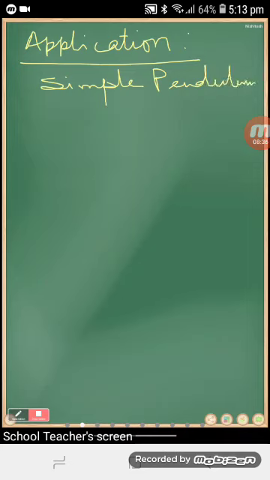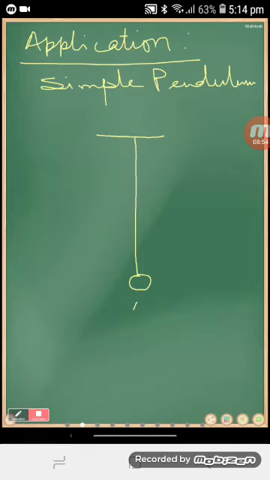Now, in case of a simple pendulum, we all know that if I consider this as a simple pendulum, it has a bob of mass m. Let us consider the mass of the bob as m. Let the bob be at its mean position A. A is considered to be the mean position, and then we take it to one side.